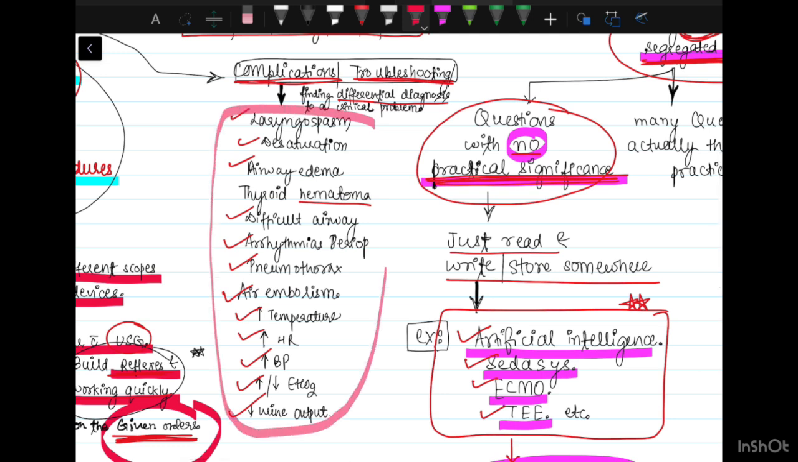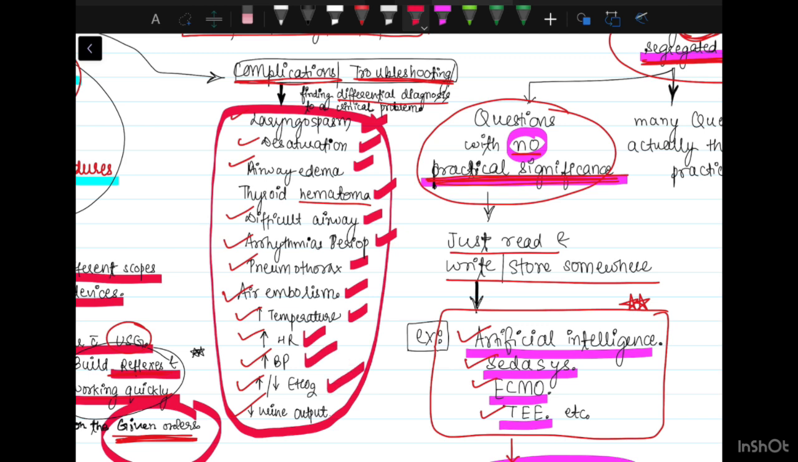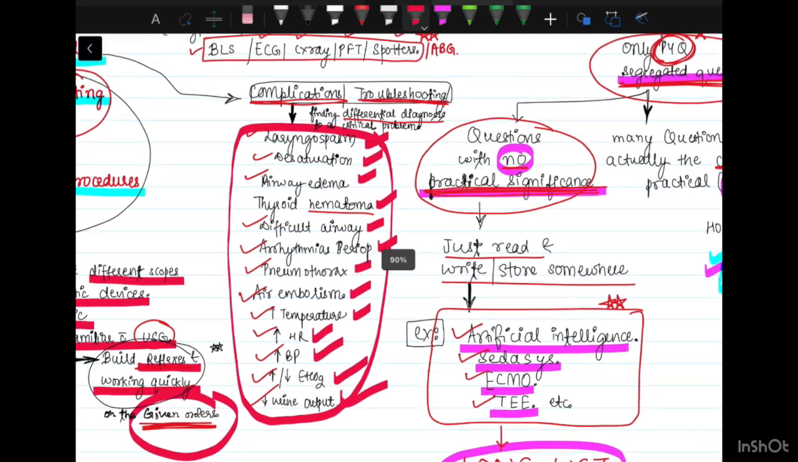And I have written some of the topics: laryngospasm, desaturation, airway edema, hematoma, difficult airway, arrhythmias, pneumothorax, air embolism, increased temperature, tachycardia, hypertension, decrease or increase in EtCO2, decrease in urine output. These are subtopics which no one can avoid. Whether it is a practical scenario or a theory question, these topics will remain important no matter whether you are in first year, second year or third year. So whenever you see such a case, whenever you do troubleshooting, try to focus on them.